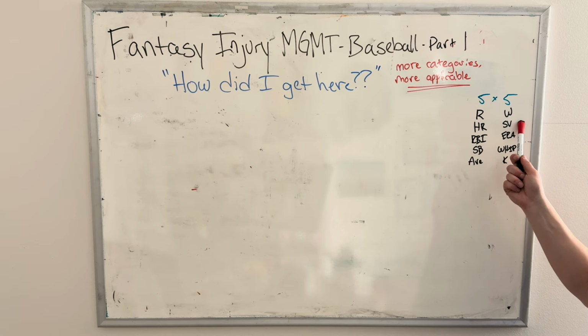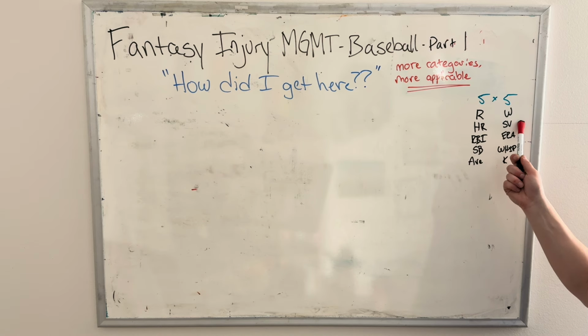5x5, right? And this strategy is also designed around my experience with 12x12 categories. That was the first league I ever did, and I really enjoyed it. I honestly don't really like 5x5. I like doing this with more categories, more applicable. Right? So my 12x12, let's go blue.